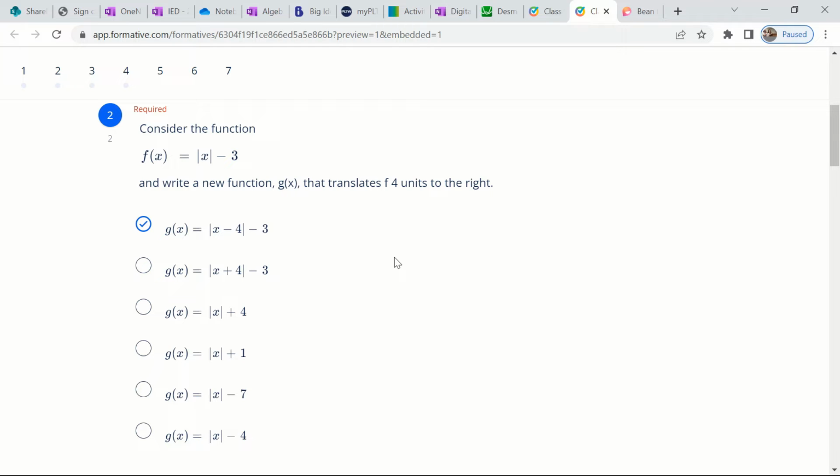Now, in Formative, I believe these answer choices are shuffled. So make sure that you're not just going back and picking the first answer choice in yours, because yours might have the correct answer choice somewhere else. So just be cautious of that.